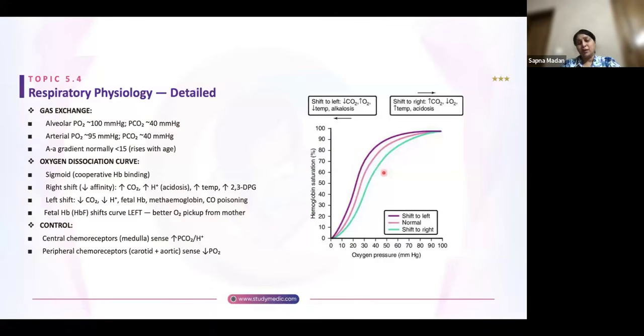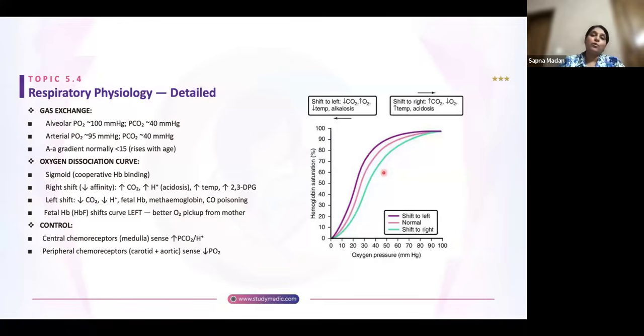Bohr's effect is happening in the organs, and in the organs, because of the metabolism, there is increased carbon dioxide, so the oxygen pressure is low, and because of the metabolism, the temperature is high and acidotic, so the oxygen dissociation curve moves towards the right and gives off all the oxygen to the tissues and takes up carbon dioxide.